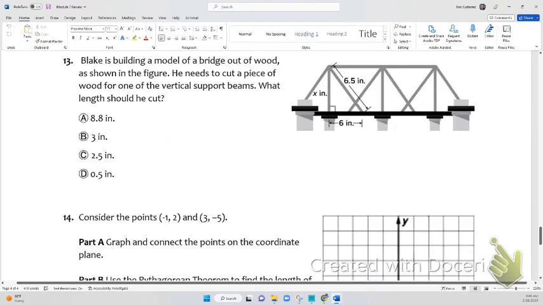And we are in the home stretch. So for number 13 on the last page, it says Blake is building a model of a bridge out of wood as shown in the figure. He needs to cut a piece of wood for one of the vertical support beams. What length should he cut? So in other words, he needs to find the distance of the height of that triangle.